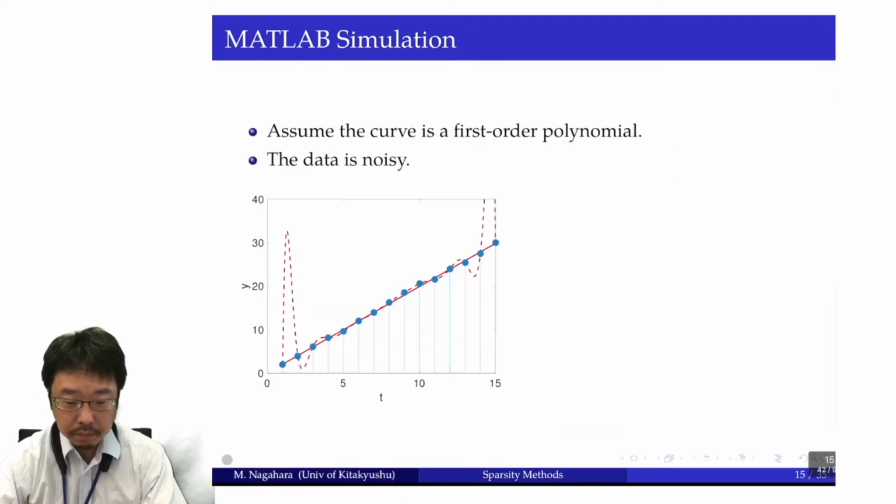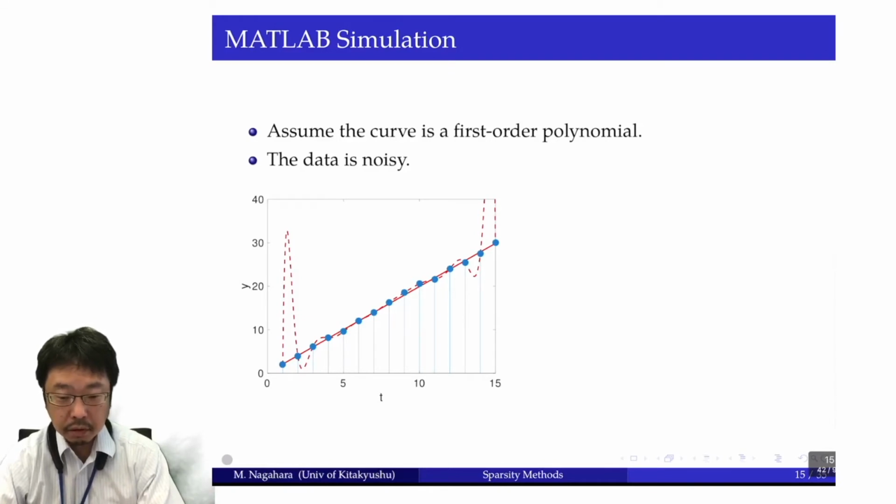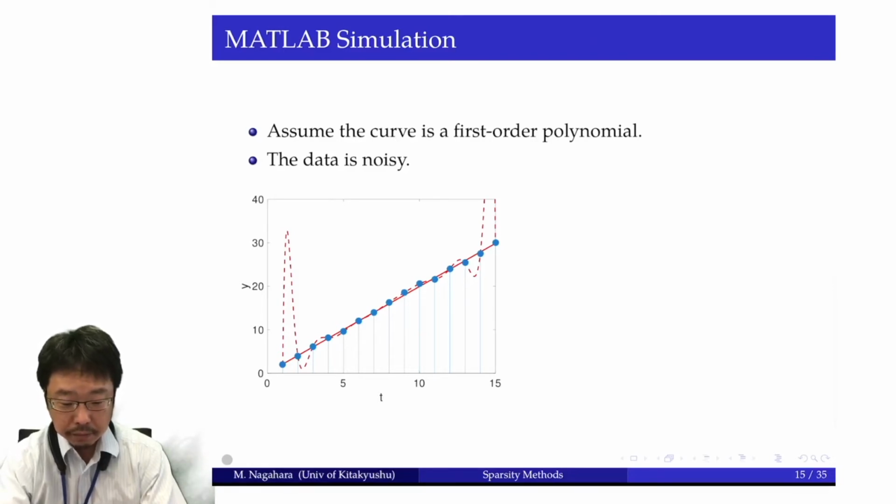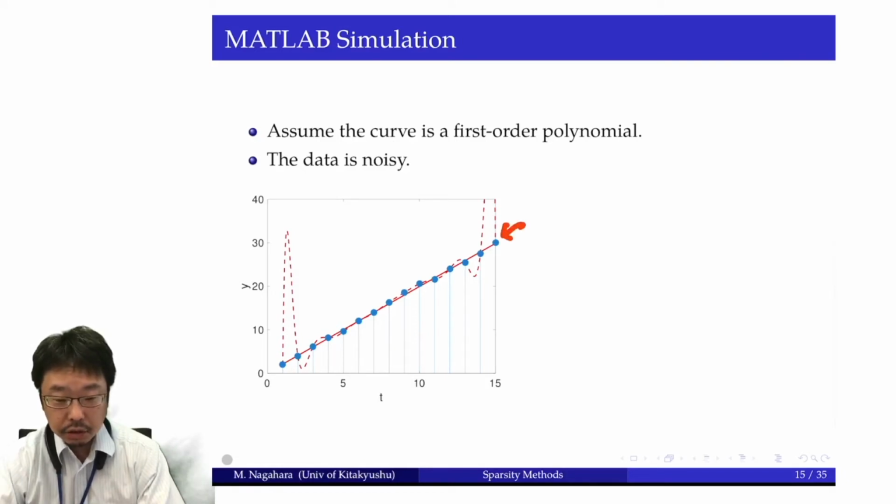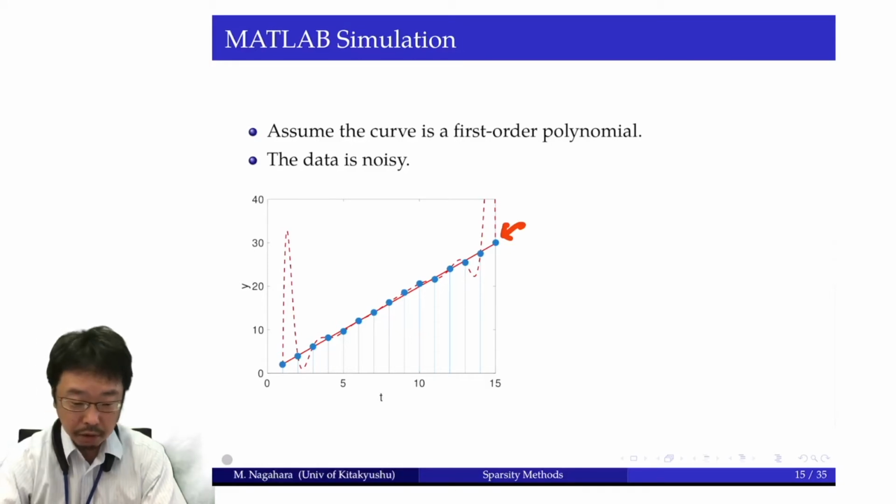Let's look at the MATLAB simulation. We assume the curve is a first-order polynomial and the data is noisy. Then the least squares solution gives this line, which well fits the noisy data and is much better than the high-order interpolating polynomial.